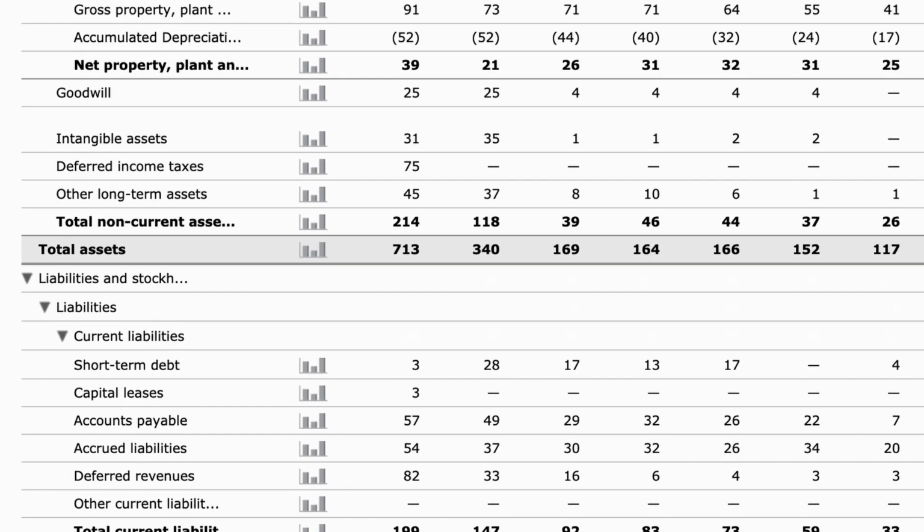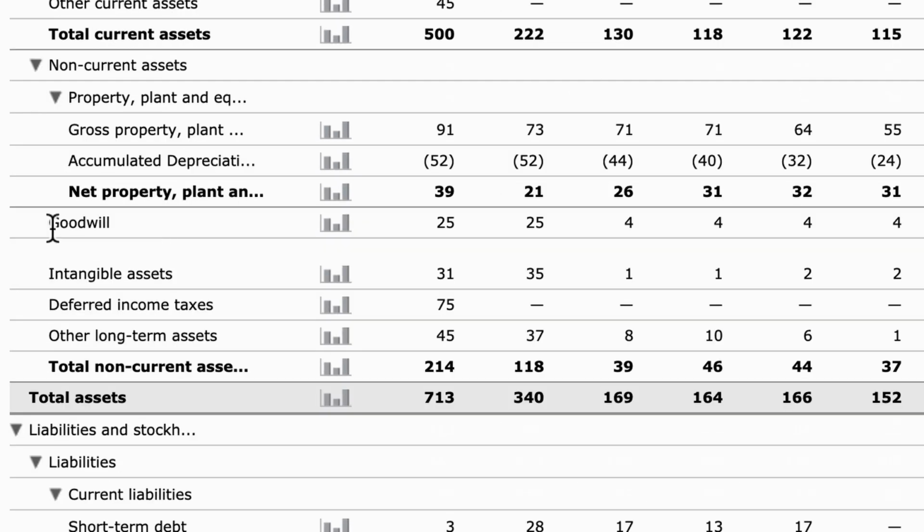The next line down is goodwill. And this usually happens when one company acquires another. Let's say company A is going to buy company B, and company B is actually its assets and liabilities. Once you subtract the liabilities from the assets, it's only worth $8 million.